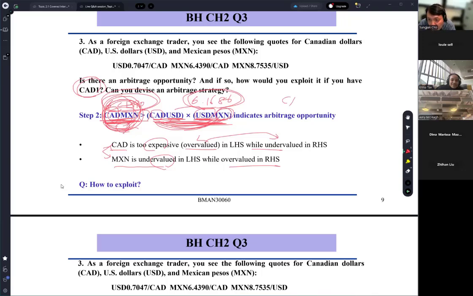So you start with the Canadian dollar, you get Mexican peso. You sell Mexican peso, get dollar. You sell dollar to get CAD. So you start with the Canadian dollar, and you end up with Canadian dollar. If this number is bigger than one Canadian dollar, then you get profit.